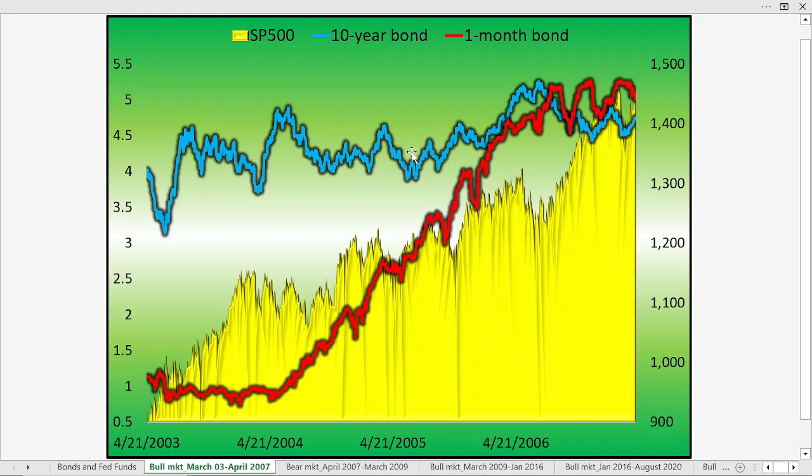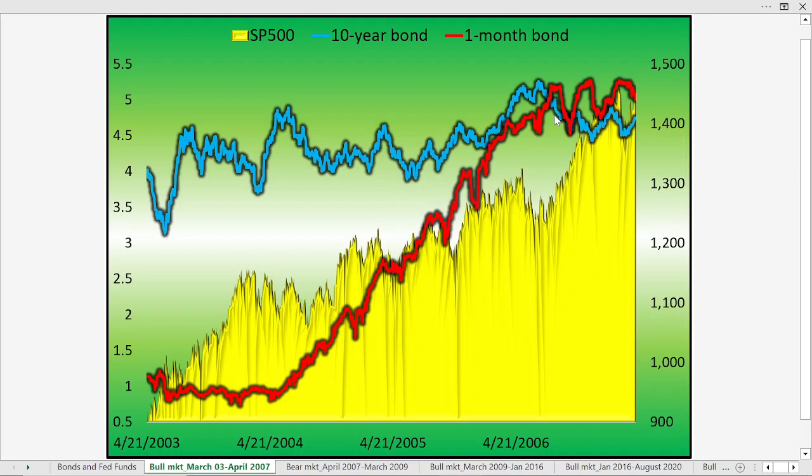Now, the blue line represents the 10-year bond. You notice the 10-year bond remained rather steady, while the S&P was around the 1,400 level. The 10-year bond was in a 3.5 to 4.5% trading range, between 2003 and 2007. But notice what changed. The red line, the 1 month bond, moved from the 1% level up to the 4.5% level during the same period of time.